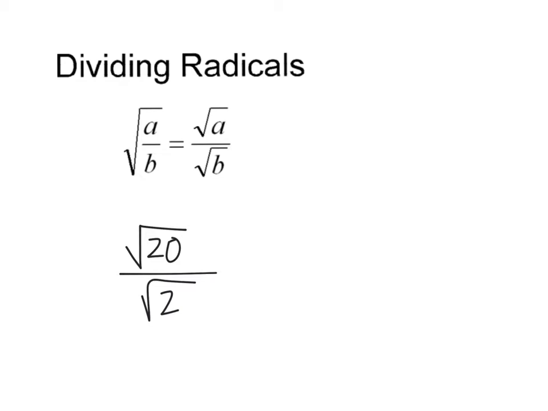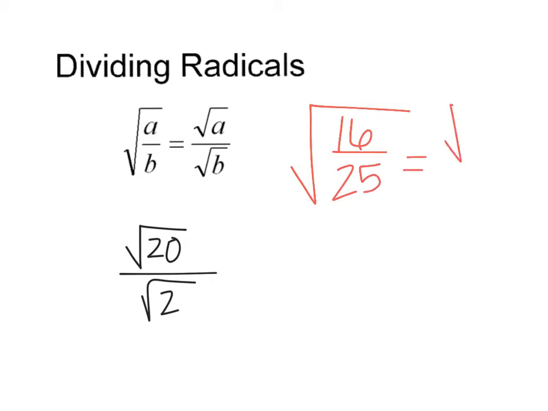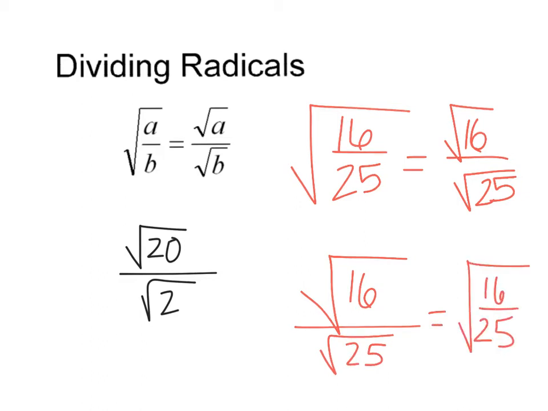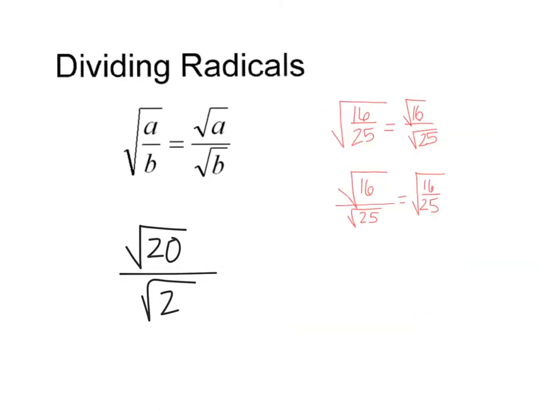So basically, if you have a radical, something like this, maybe 16 over 25, you can split it up so that it says the square root of 16 divided by the square root of 25. Okay. It also says, if I worked backwards, that if I had the square root of 16 over the square root of 25, I could rewrite that as the square root of 16 over 25. So you can go either way.